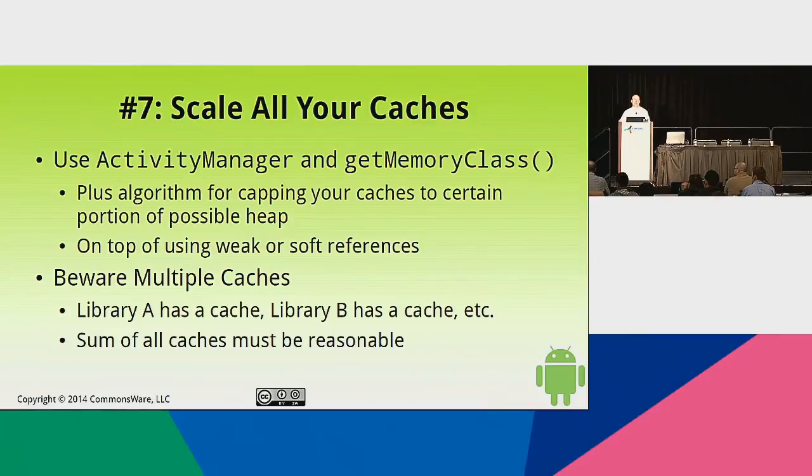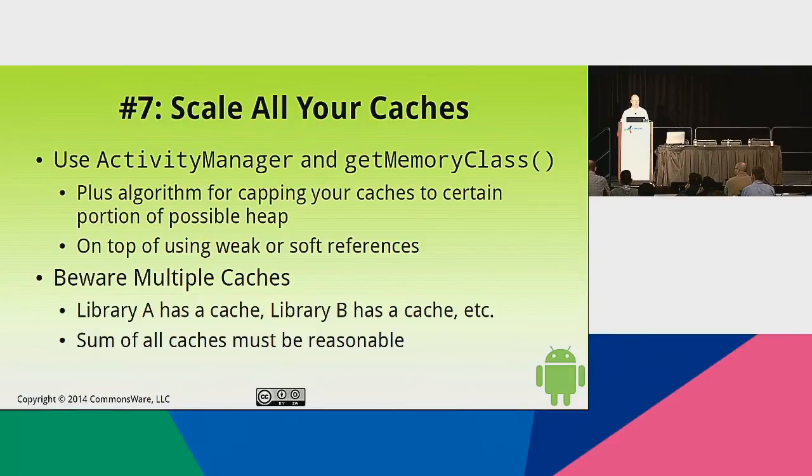That getMemoryClass method that I mentioned on ActivityManager will give you an idea of how much heap space you can grow to, and you can use that as a basis for algorithms for saying, okay, I'm going to scale my caches based upon my possible heap. I am willing to allow this cache of POJOs to take up 10% of my total heap. This cache of bitmaps I'm willing to allow to take up to 20% of my possible heap, and so forth.